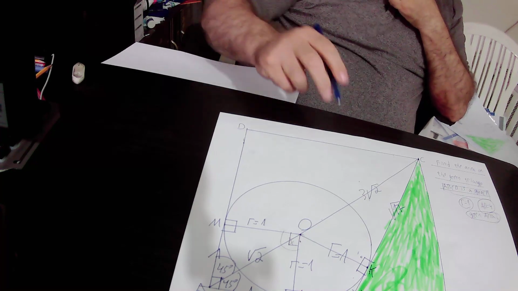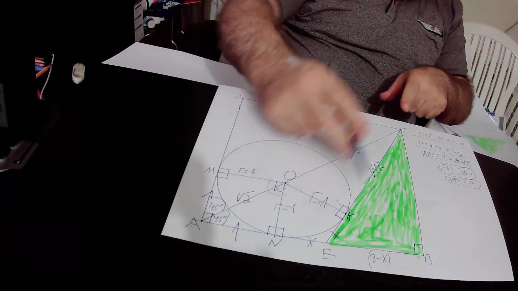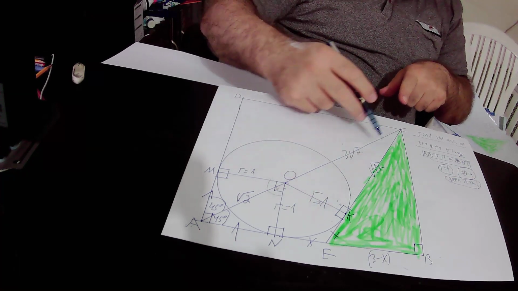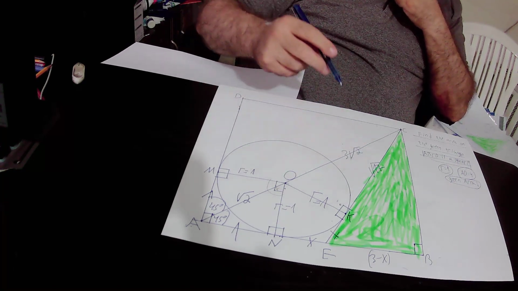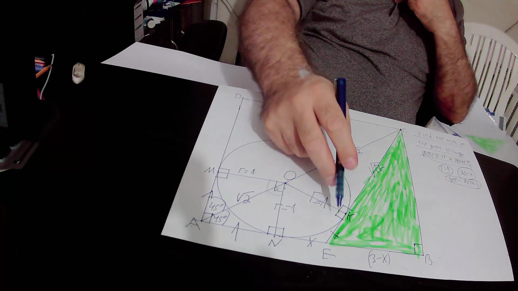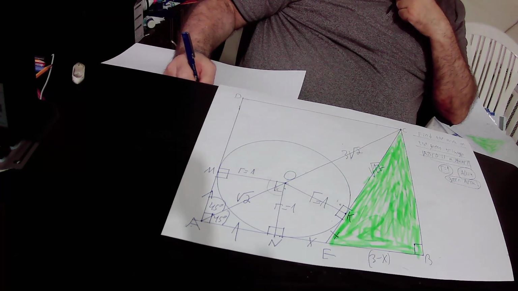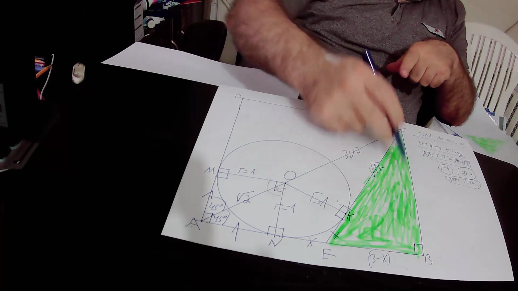And it equals the sum of the squares of the perpendiculars. The hypotenuse is CE. Therefore, the square of the hypotenuse is CE squared, and it equals the sum of the squares of the perpendiculars. That is to say, it equals EB squared plus BC squared.